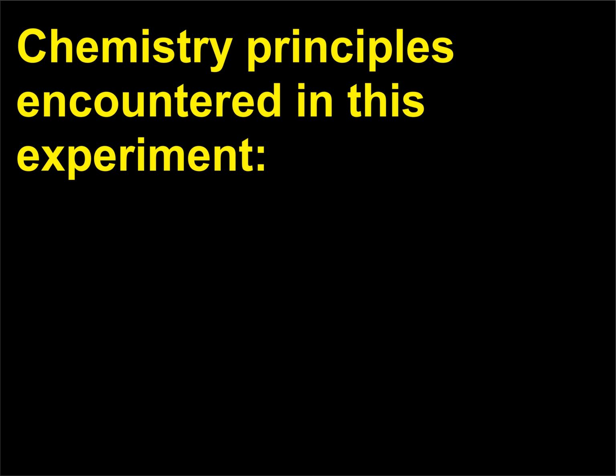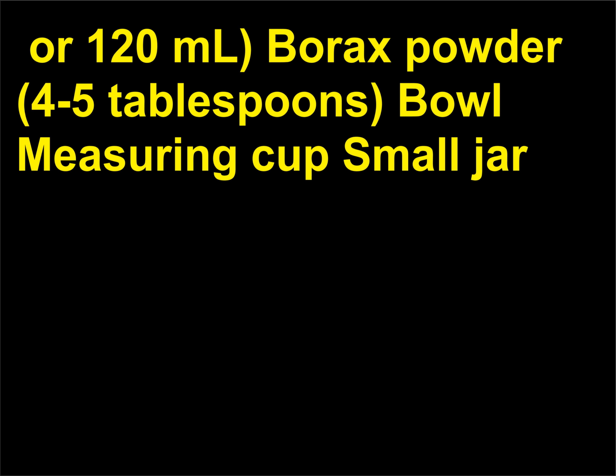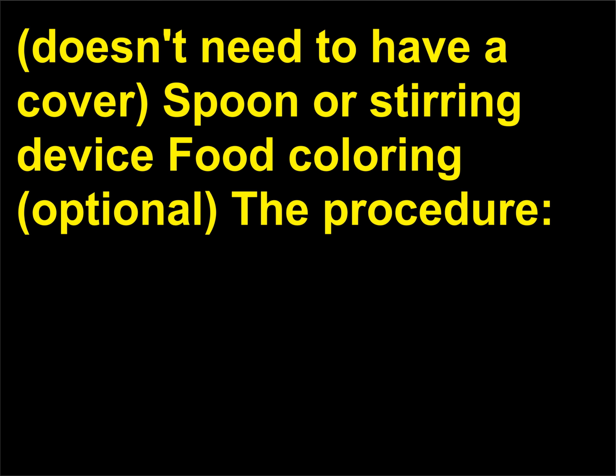How can I make slime? Chemistry principles encountered in this experiment: hydrogen bonding, synthesis, polymer chemistry, cross-linking. Materials you'll need: water, Elmer's glue, about 4 ounces or 120 ml, borax powder, 4 to 5 tablespoons, a bowl, a measuring cup, a small jar that doesn't need to have a cover, a spoon or stirring device, and food coloring, optional.